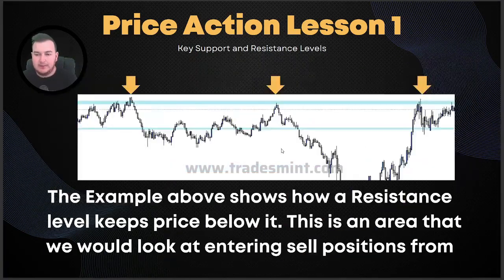Okay. So the next one is resistance. The example above shows how a resistance level keeps price below it. This is an area that we would look at entering sell positions from. So you can see here, I'm not sure what pair this is, but you can see price is resisting this level, meaning it's a tennis ball, right? So we keep coming up, but we keep falling. So every time we come up to this level, we fall. Okay, so this is a clear example.